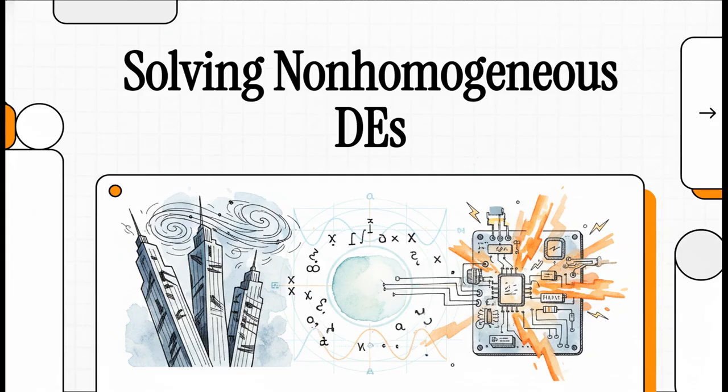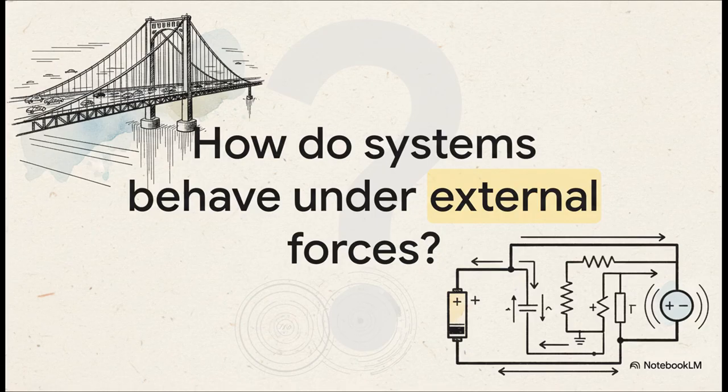wind? Or how an electrical circuit is going to handle a sudden power surge? Well, the answer is in the math that helps us tame all that chaos. We're talking about second-order non-homogeneous differential equations. Basically, they're the key to understanding how systems behave when they're being pushed around by outside forces. So let's dive in. Let's start with the big picture.